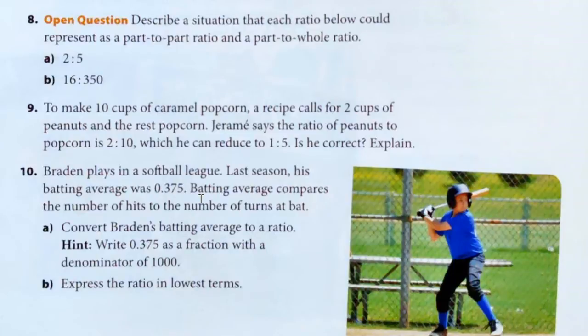And the recipe calls for 2 cups of peanuts and the rest popcorn. So are we looking at a part-to-part or a part-to-whole situation is what we need to look at. If we have 10 cups of caramel popcorn made up of 2 cups of peanuts and the rest popcorn, that means that the ratio of peanuts to popcorn is not 2 to 10. That is a part to whole. The whole is 10, the part is 2. So we actually need a part to part.